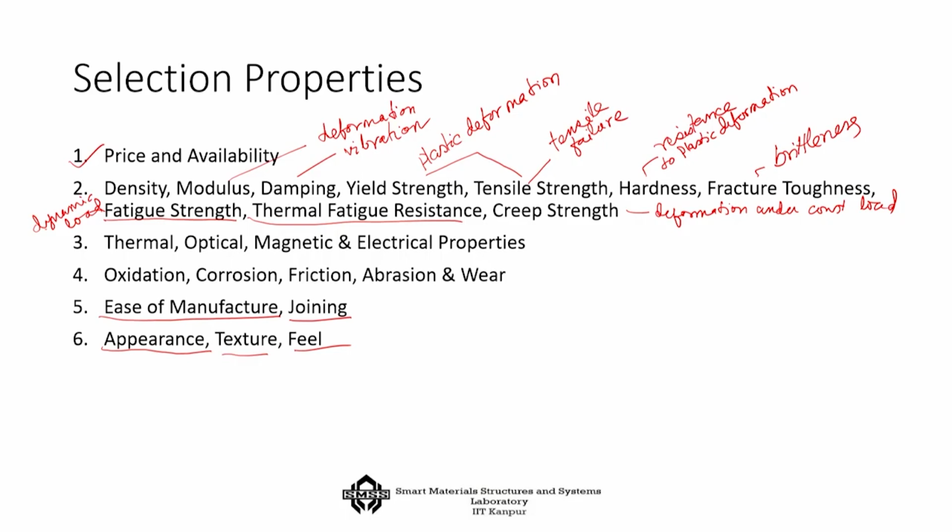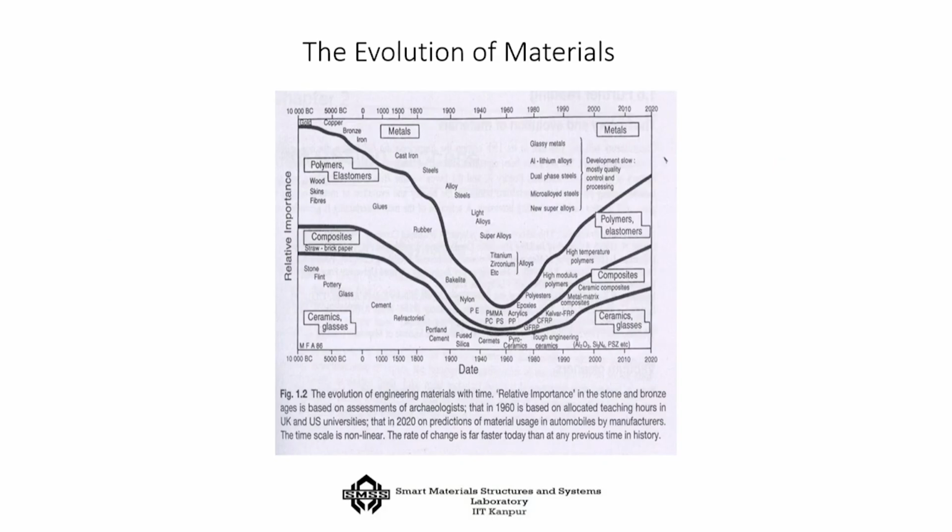So, these 6 sets of properties we always look for in a material, and you need not get all the 6 properties as good as you wish. There you have to do some sort of a compromise. Now, there is a long evolution of materials. People today have many choices.